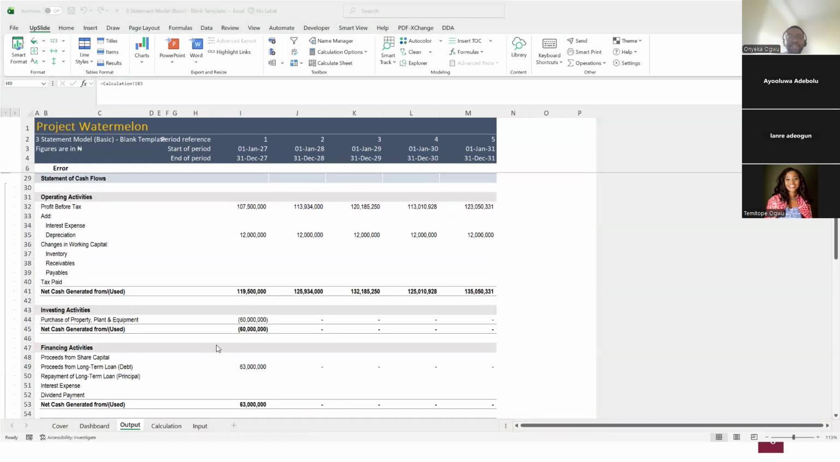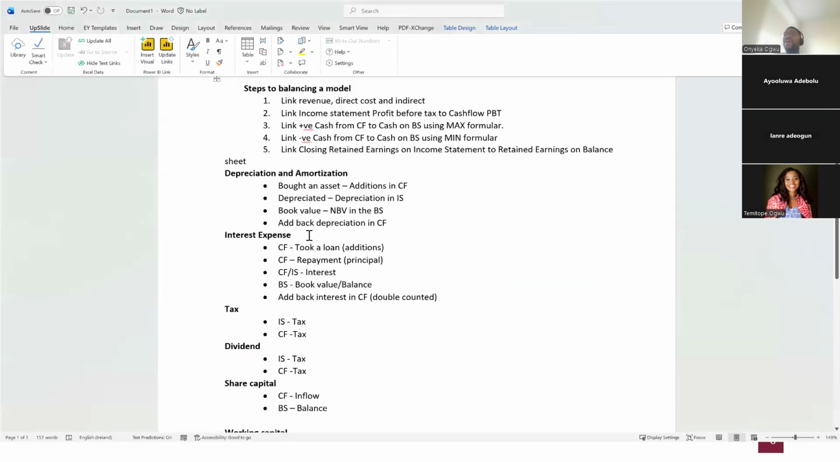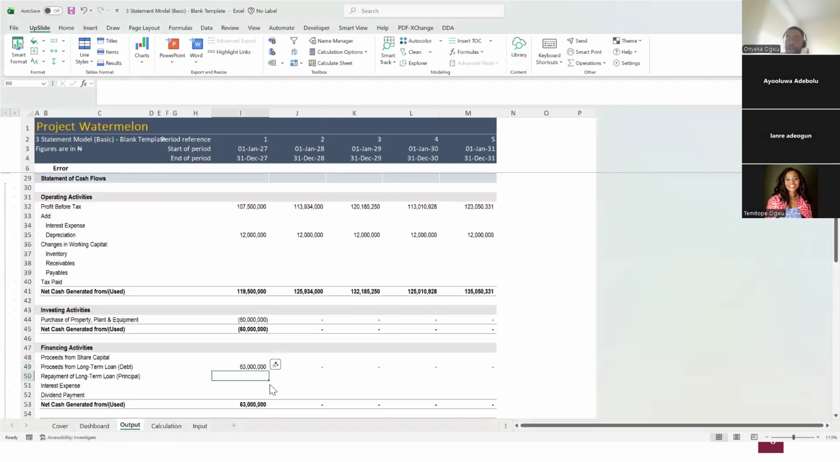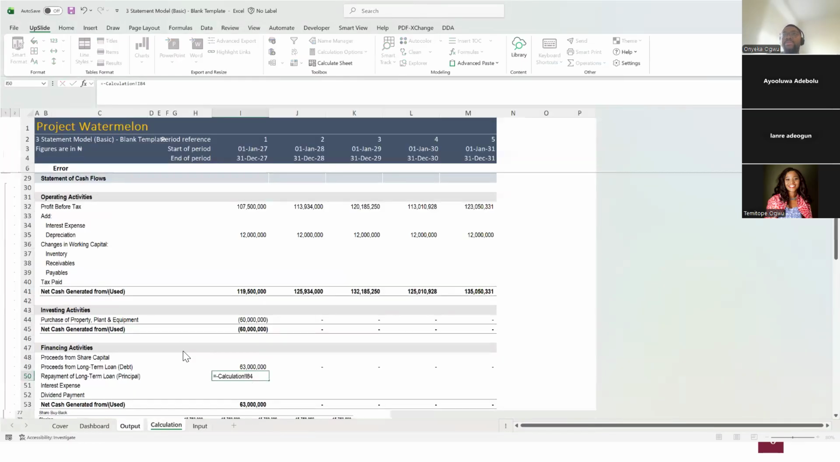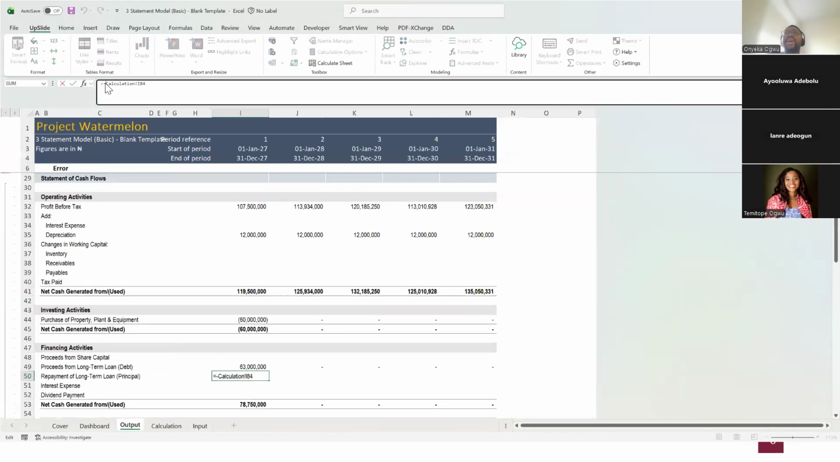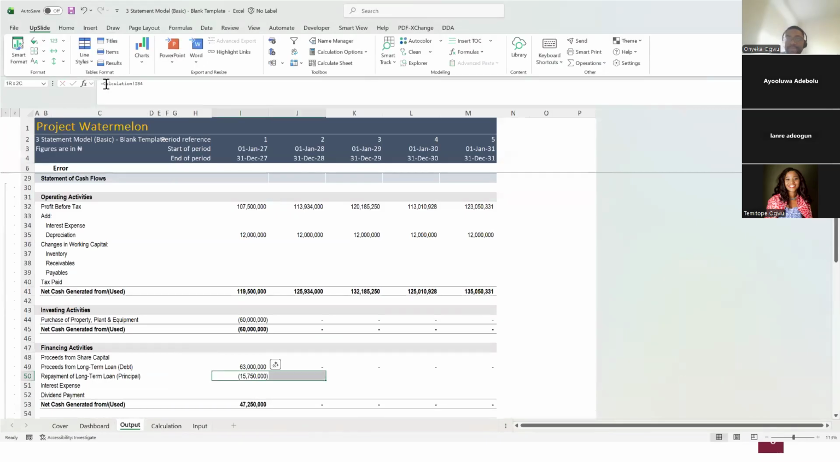The second thing they put there is that we're making repayment of the principal. When we're making repayment, is it increasing our cash or reducing our cash? Reducing our cash, because we are making repayment. So when we do our repayment of our principal, it will be negative. This is our principal repayment, and it's already negative, so it's fine.